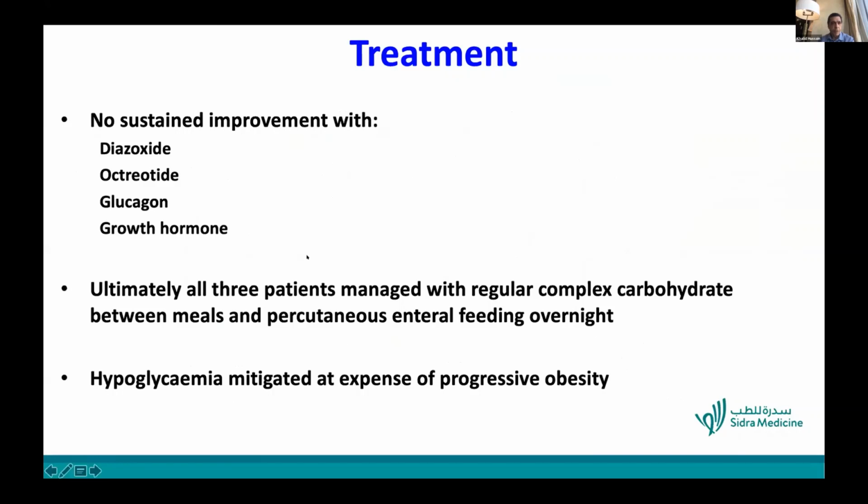So these patients had no response to diazoxide, no response to octreotide. Some of them were even given growth hormone, but no response. And glucagon, we only used as a diagnostic tool. The only way the blood glucose levels were maintained was because these patients were given continuous feeding overnight through the gastrostomy.